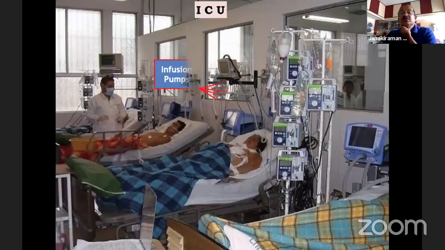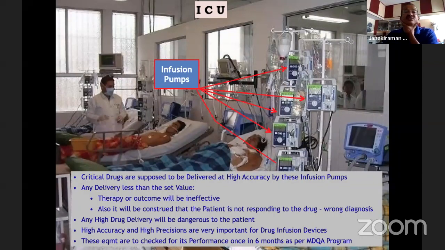For infusion pumps, there are a series of infusion pumps used on a particular patient. Critical drugs are supposed to be delivered at high accuracy by these infusion pumps. If they are set to 10 ml per hour, only 10 ml per hour should go, not more, not less. If the delivery is 5 ml per hour, the patient outcome will be ineffective. Not only that, the doctors will think the patient is not responding to the therapy. So that's a very dangerous situation. Partially working equipment is more dangerous than fully disabled equipment.